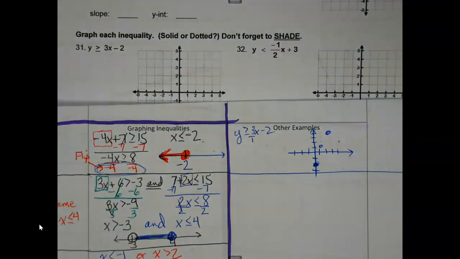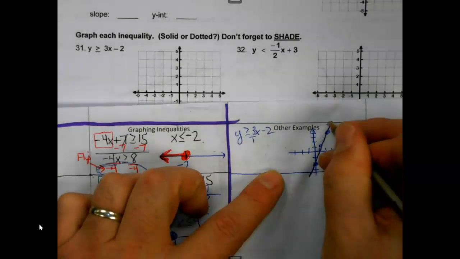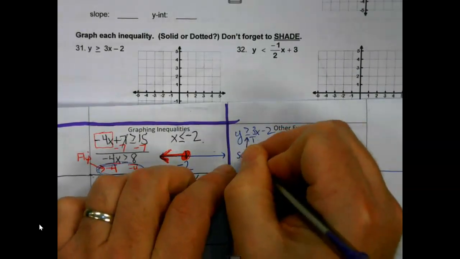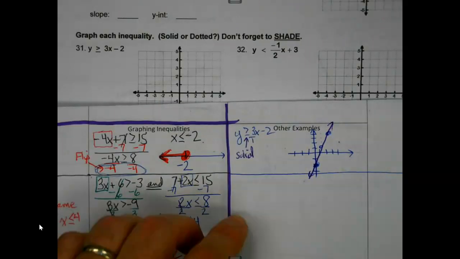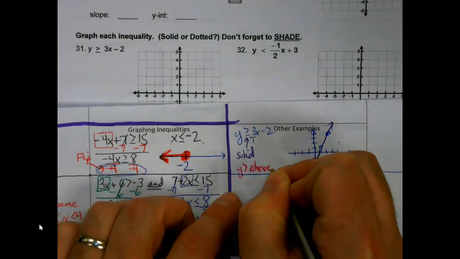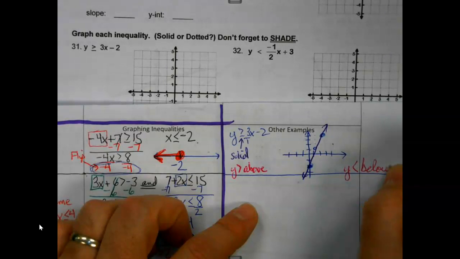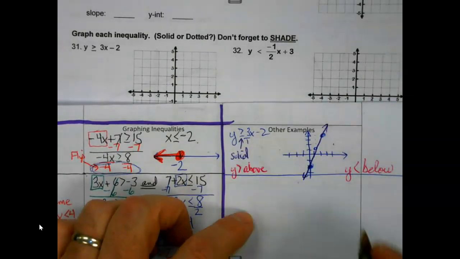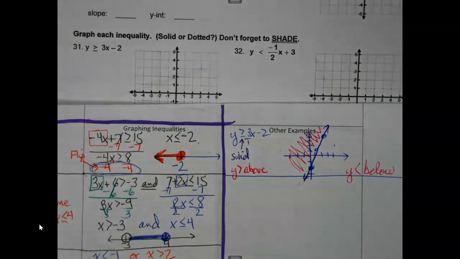Here's where I got to be careful. Solid versus dotted. It's going to be a solid line because of the line under my arrow. And when it comes to shading, if y is greater than, we shade above. If y is less than, we shade below. So like here, since the arrow is eating y, we're shading above the line.